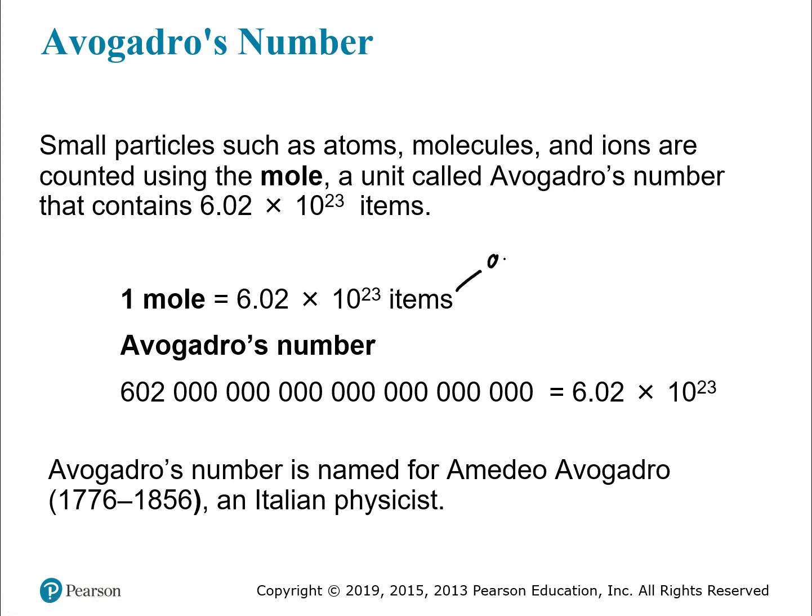So that items could be atoms, molecules, or ions, any of those. It's a big number, but when you think about it, atoms and molecules, they're super tiny. So we're saying 1 mole is 6.02 times 10 to the 23rd items. That's an equality that you'll need to know. You will not be given that equality. That's something you will need to know cold.